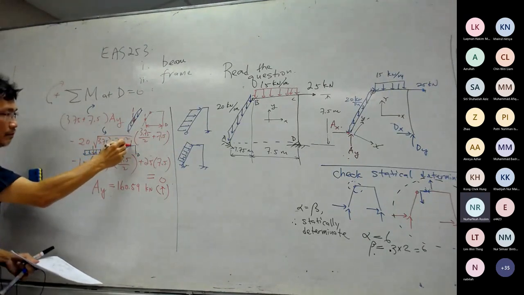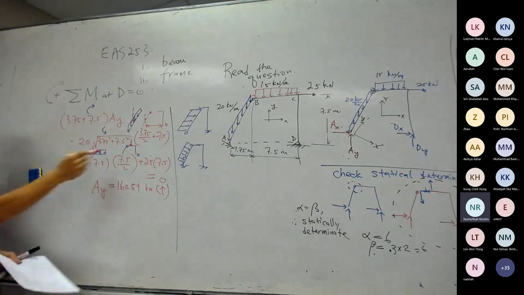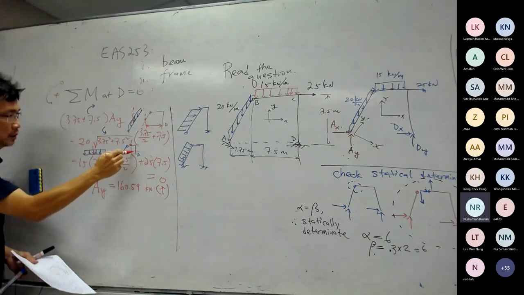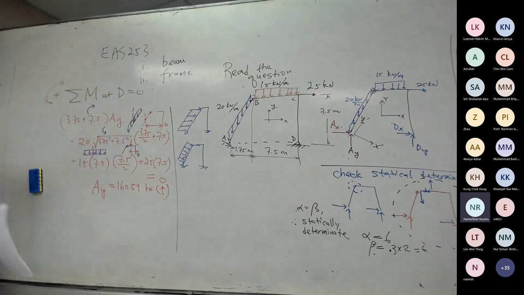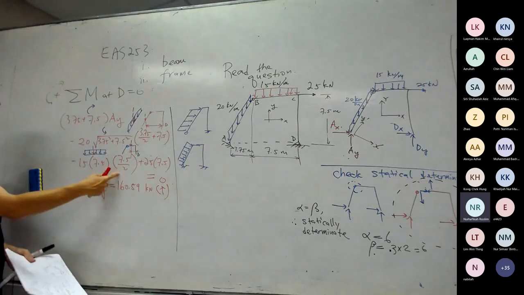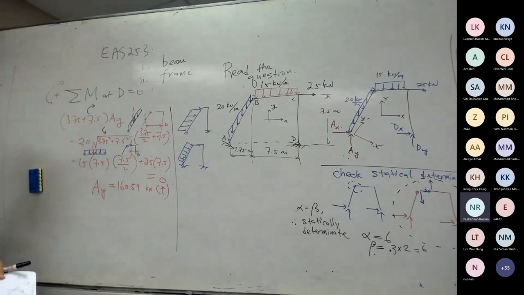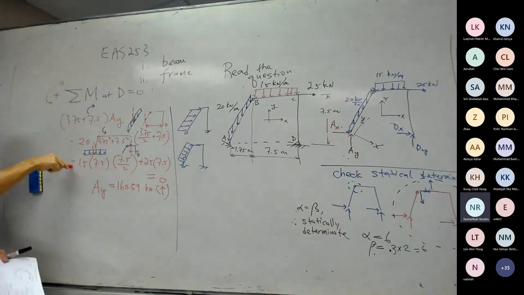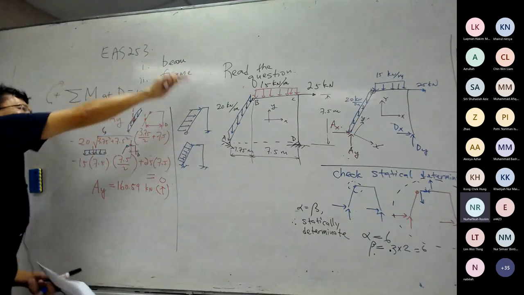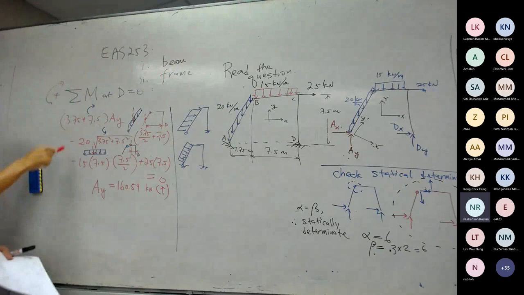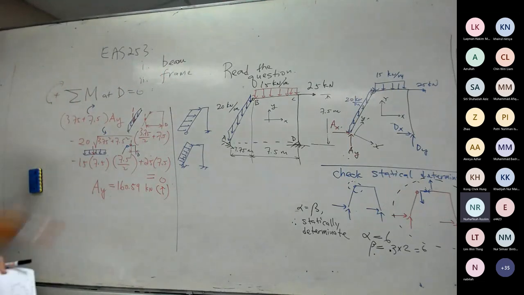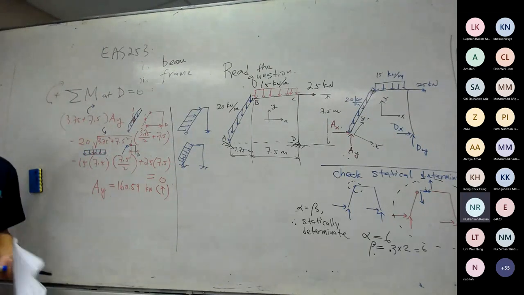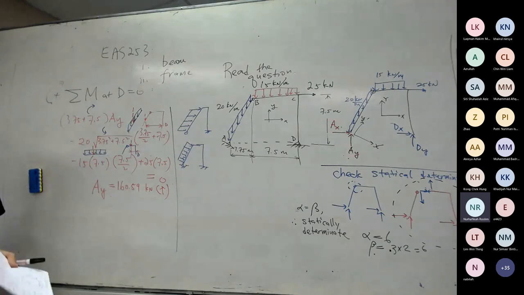So the perpendicular distance will be this distance. So it becomes 7.5 over 2, which is this point here. Then the direction will be like this, which is opposite to this, that's why negative. This one also, this is causing moment like this, which is opposite to this, that's why you have negative. So this part and this part, class, don't make mistakes, because this will surely affect your reaction forces.